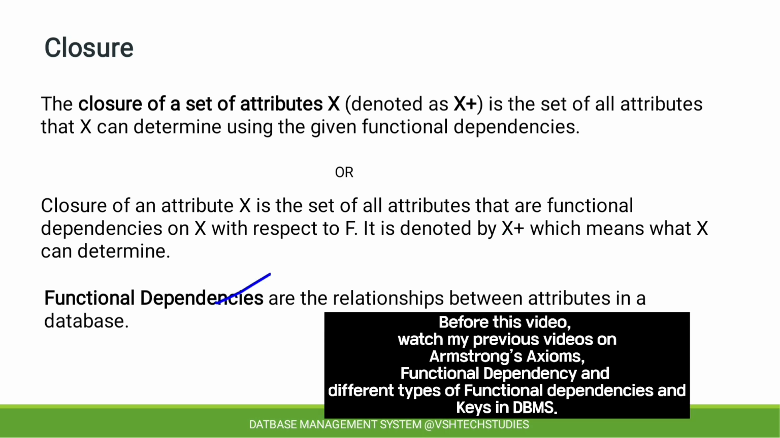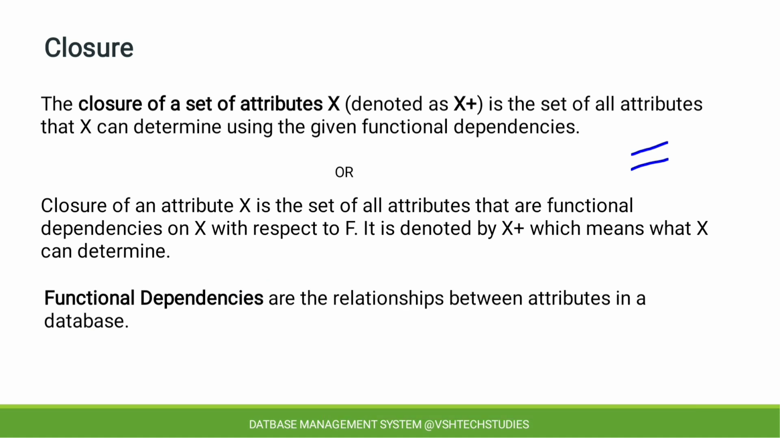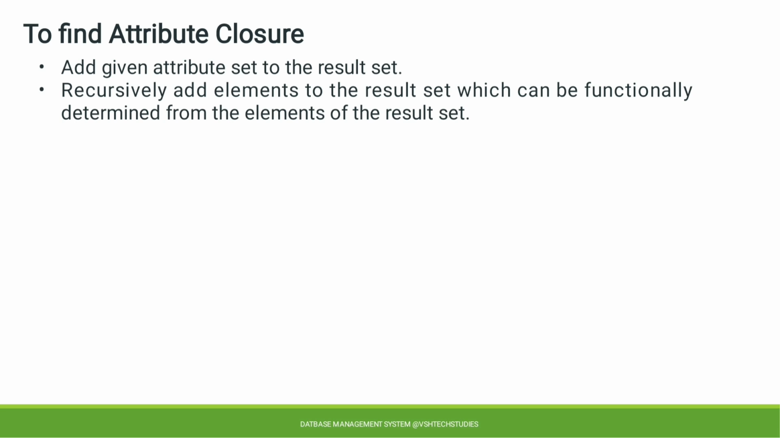The functional dependencies are the relationships between attributes in a database. Next, we shall see some examples on how to find closure of an attribute or a set of attributes X. Then we can understand what exactly closure is and how to find it as well. To find attribute closure, we'll be finding the closure of one attribute or set of attributes. The steps are: add given attribute set to the result set. Recursively add elements to the result set which can be functionally determined from the elements of the result set.